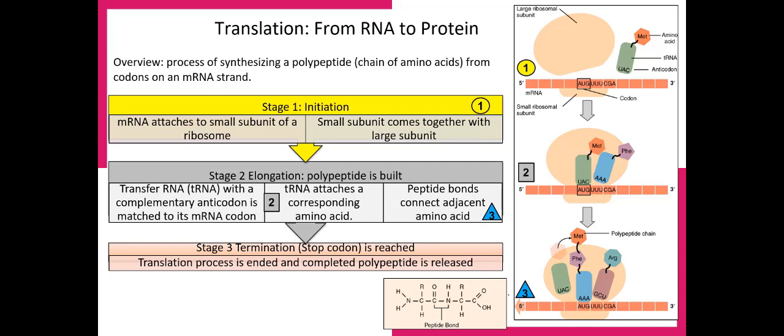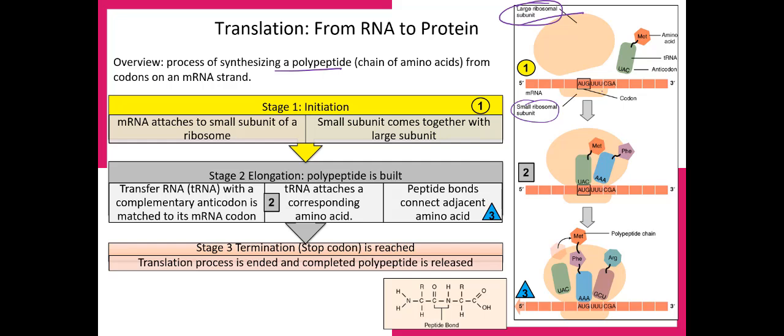So once the messenger RNA is edited and finalized, it gets transported from the nucleus to the cytoplasm, where it undergoes translation. Translation is the process of synthesizing a chain of amino acids called a polypeptide from the codons of the messenger RNA. It involves the ribosomes that are found on the rough ER. The first part is the initiation, where you've got the mRNA, and the ribosomes consist of a large subunit and a small subunit.